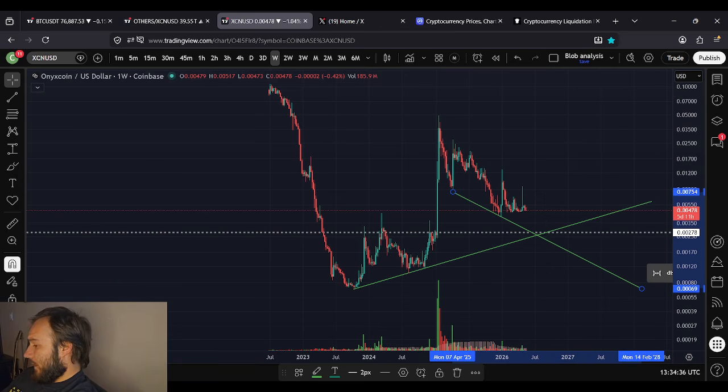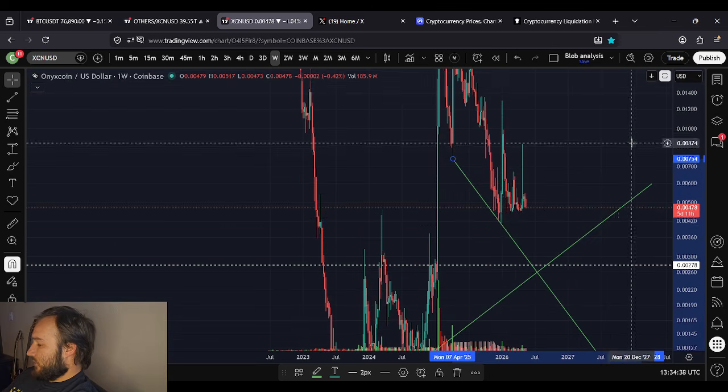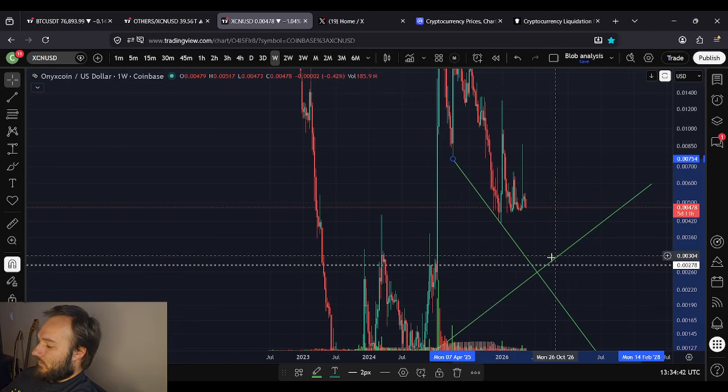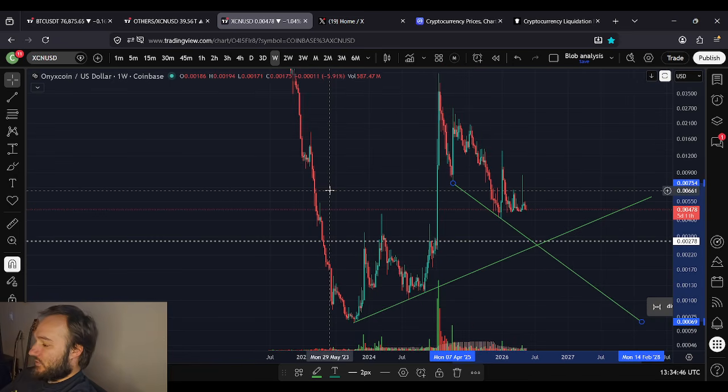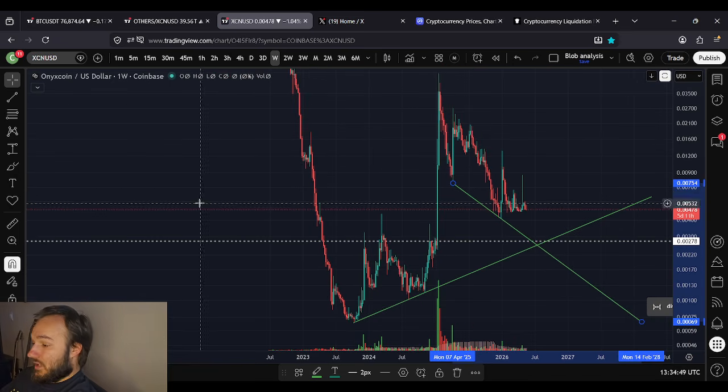I don't know. I'm not there yet, but if we start to see lower lows, if we get below 0046, I will start to talk about this as our next target area rather than 2 cents. Until then, sticking with the idea that we move up.